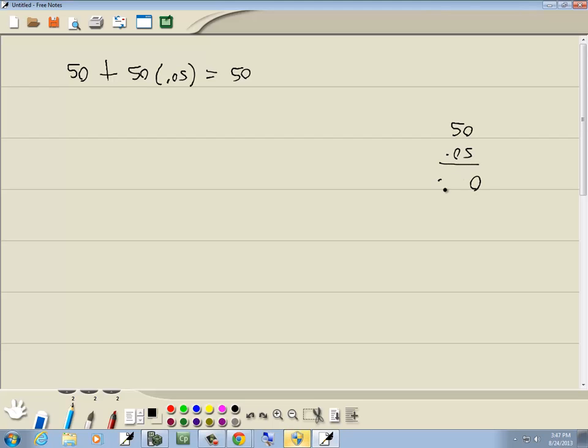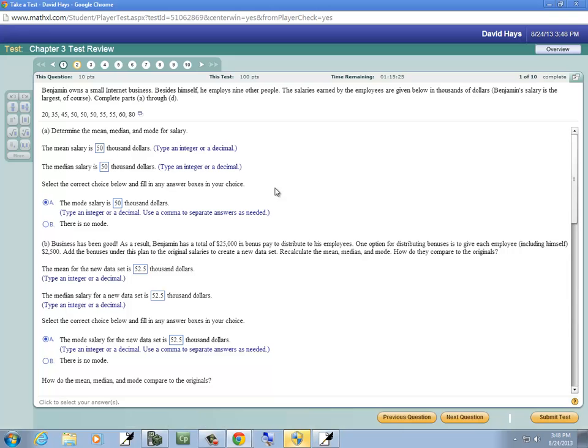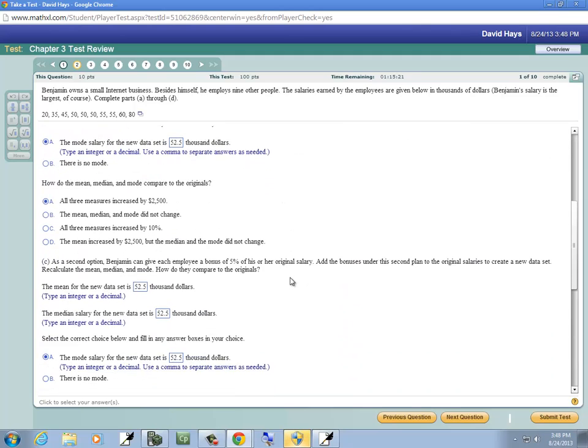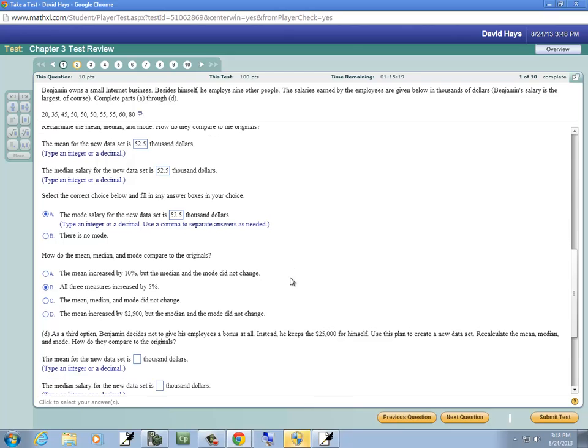Ignore the man that can't do his basic math here. Okay, 2.5. That's what I was thinking, and that gives me my 52.5. So they did increase by 5%. Okay, where are we at now? Part Z of the never-ending problem.